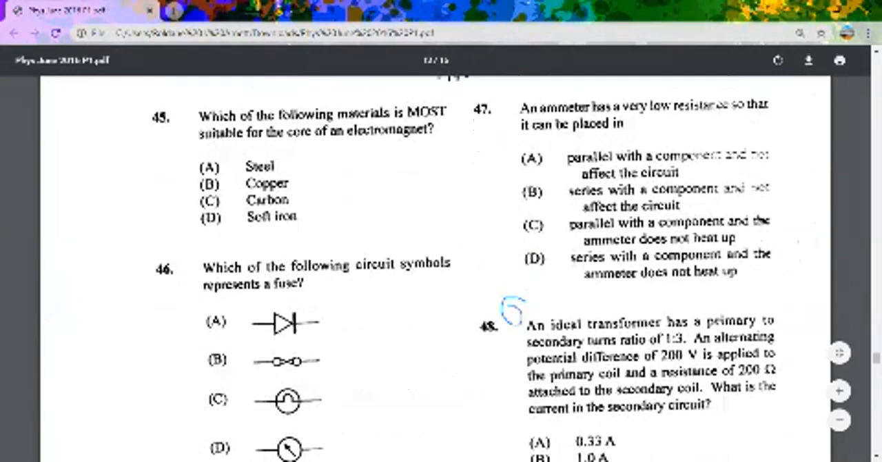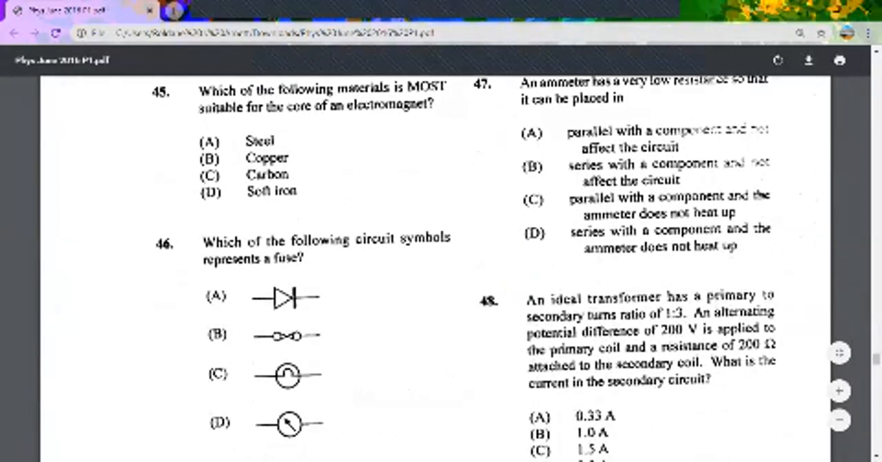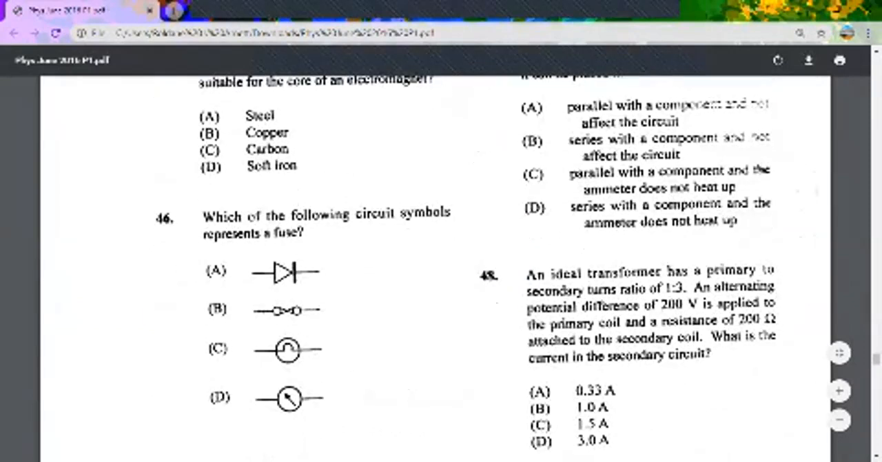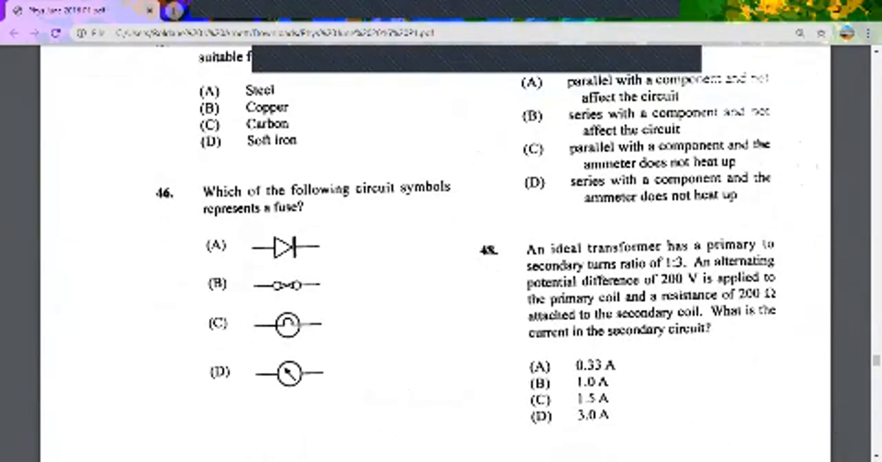Which of the following is more suitable for the core of an electromagnet? The answer is D, soft iron core. Which of the following circuit symbols is a fuse? The answer is B.